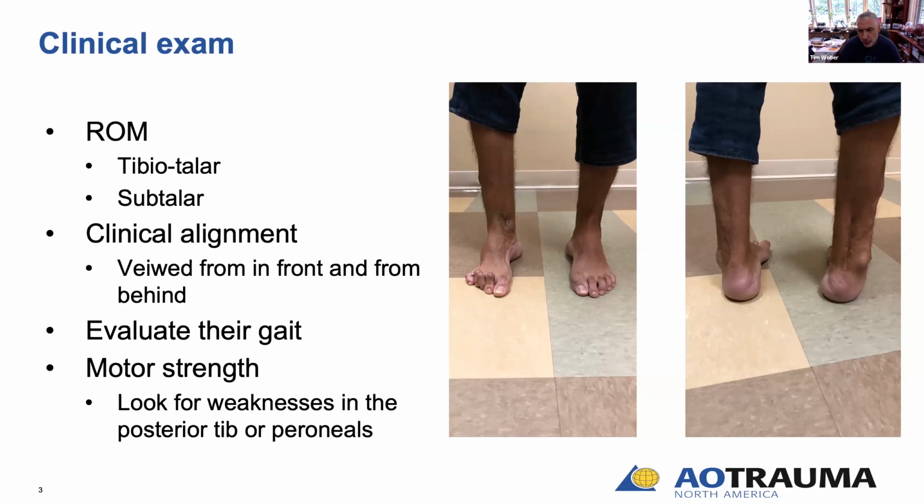Viewing the patient both from the front and the back gives us a good understanding of what the clinical deformity is. Watching them walk, just the same as with your other knee and hip deformities. But then with regards to the ankle, sometimes we can have a deformity that is brought on because of weakness, either in the posterior tib or the peroneals. And so assessing motor strength is important around the ankle.